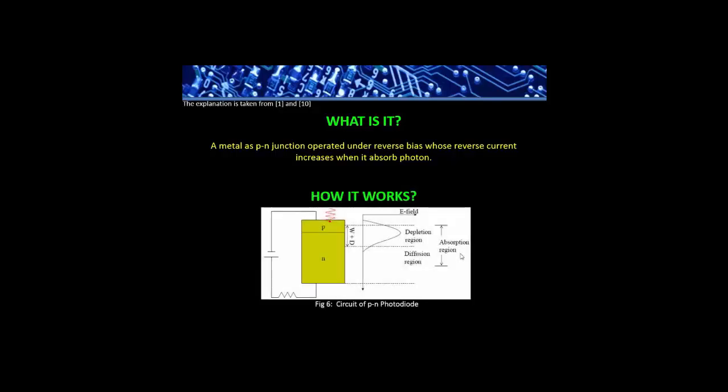A photodiode is a PN junction operated under reverse bias, whose reverse current increases when it absorbs photons. Figure 6 shows the circuit of the PN photodiode, and Figure 7 will show the process of the PN photodiode. In reverse bias, a current known as dark current flows through the photodiode in the absence of any light. The application of reverse voltage to the PN junction will cause a wider depletion region, where free electrons are attracted to the positive terminal, while free holes are attracted to the negative terminal.